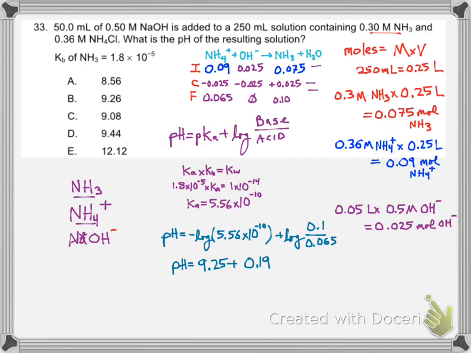So our pH is going to equal the baseline for our buffer. The pKa is 9.25, and then our correction factor, with the fact that we've got a little bit more of the base than the acid, is going to modulate our pH up a little bit. This will end up being pH equals 9.44.